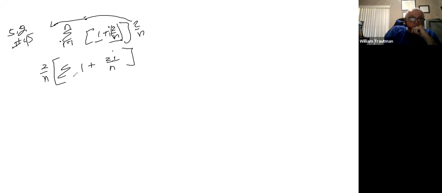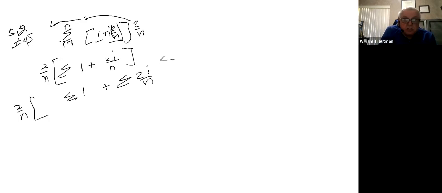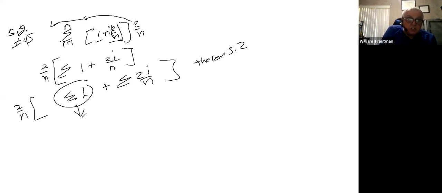When we do the summation of a constant, we're going to write this in two summations, 1 and 2i over n. We're writing it in two summations because of the plus sign. This 2 over n is still part of the problem. We're just going to keep that on the side for now. The summation of a constant from theorem 5.2 is just the constant times n. So this changes to the constant 1 times n.